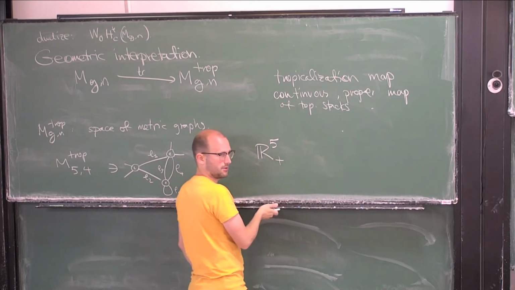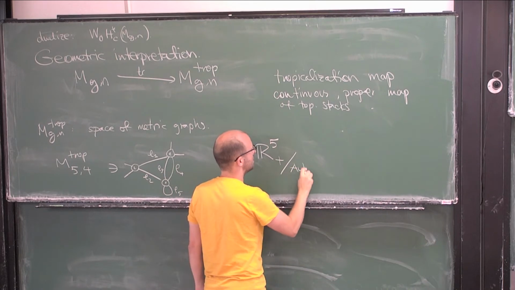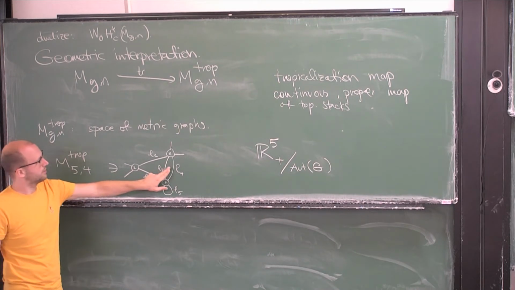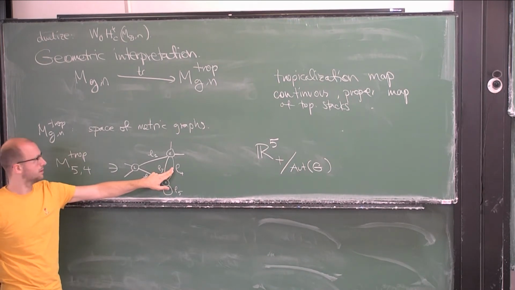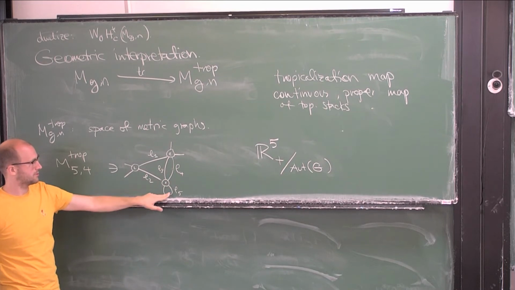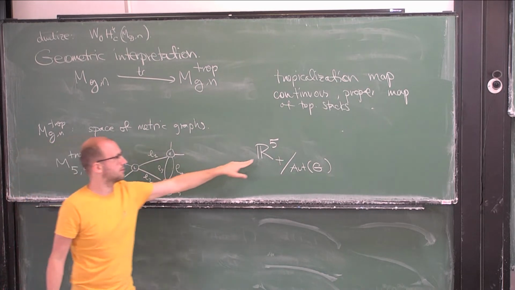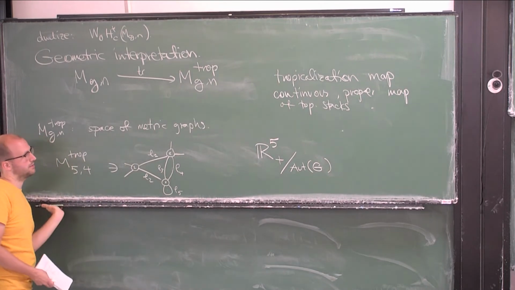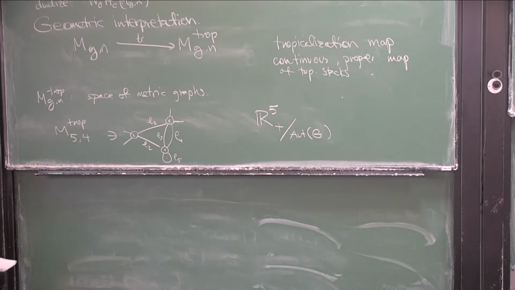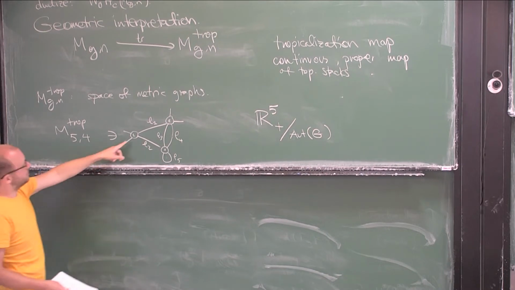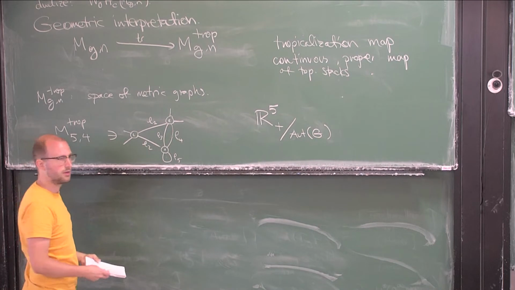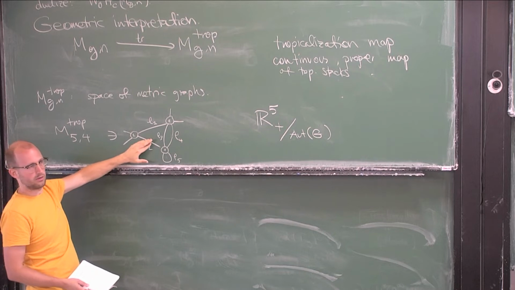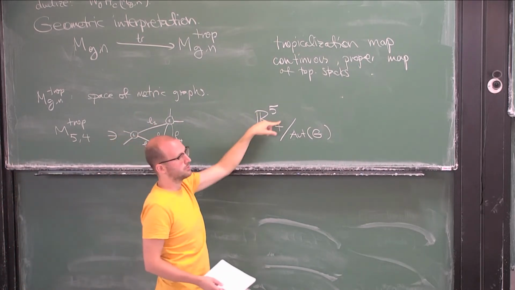I said it's a stack, not a space. So I take the quotient by automorphisms of the graph. Here I have 2 automorphisms, one that swaps these 2 parallel edges, and another that reverses the direction of this edge. But that automorphism does nothing on R_+^5. But this one swaps these 2 factors. And I take the stack quotient. So I have these open cells indexed by graphs, and I glue them together along edge contractions. If I contract some edge here, and let the edge length go to 0, I get a cell of dimension 1 less, and it's glued to the boundary of this orthant.